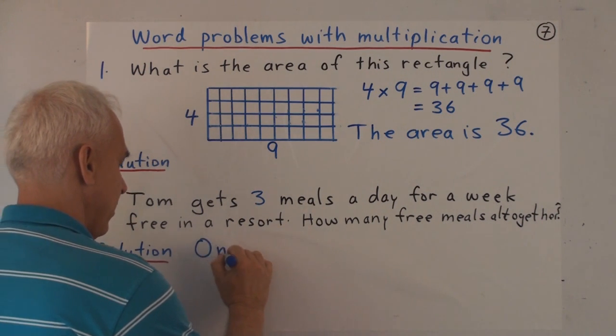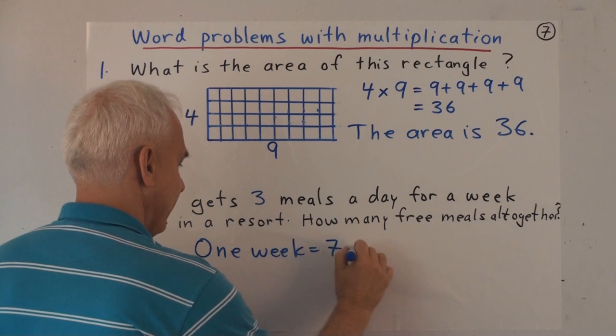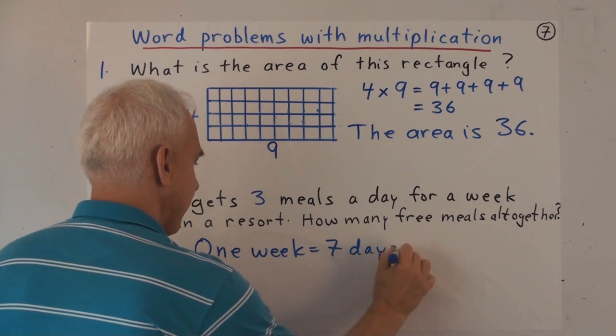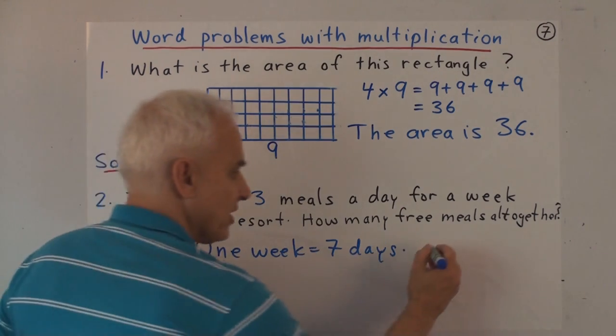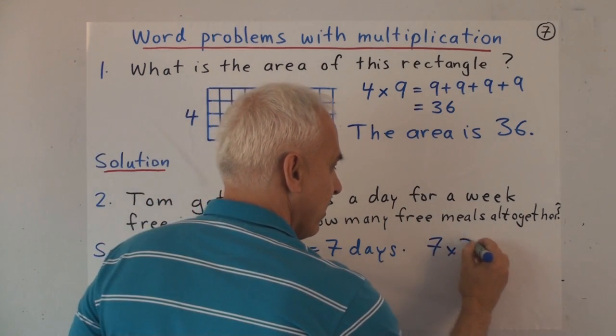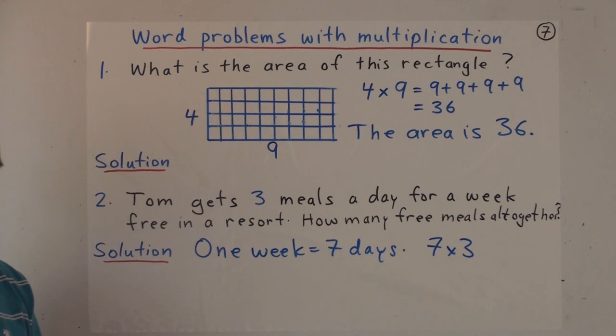Well, 1 week, we need to know, equals 7 days. So we're getting 3 meals a day for 7 days. So it's 3 plus 3 plus 3 plus 3 plus 3, 7 times. So the answer is 7 times 3. 7 groups of 3.